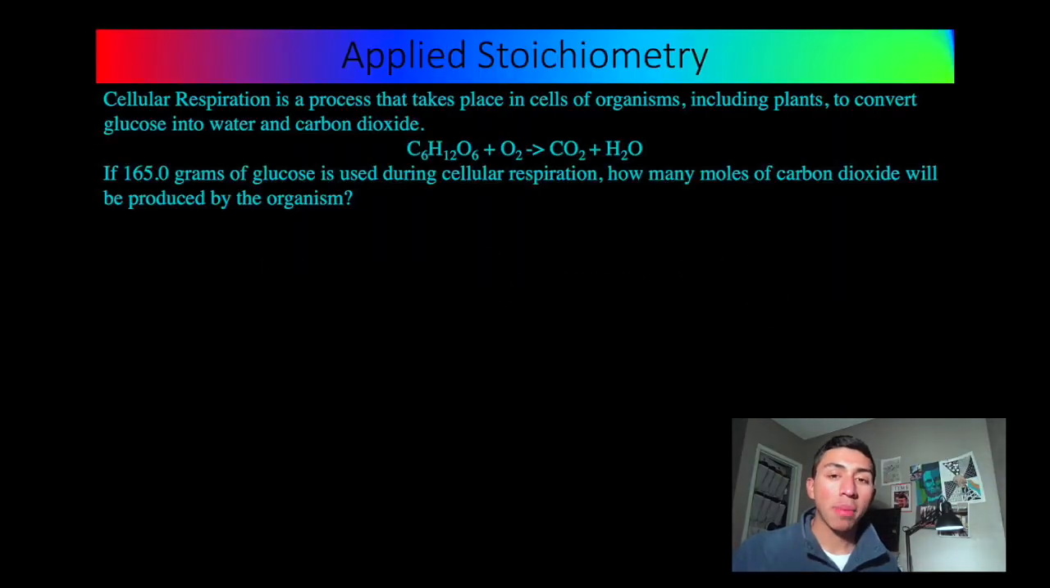Let's go ahead and take a look at problem number 2 now. Cellular respiration is a process that takes place in cells of organisms, including plants, to convert glucose into water and carbon dioxide. So once again, we're looking at the same chemical reaction, right? The photosynthesis or cellular respiration, which is just the reverse, right? Now the question is, if 165 grams of glucose is used during cellular respiration, how many moles of carbon dioxide will be produced by the organism?